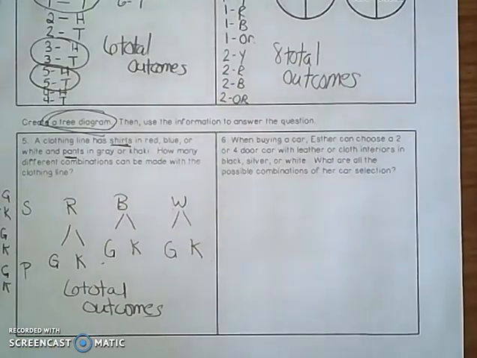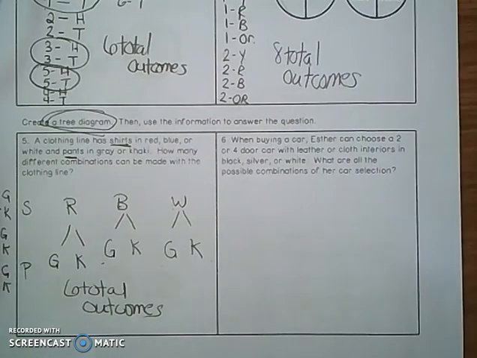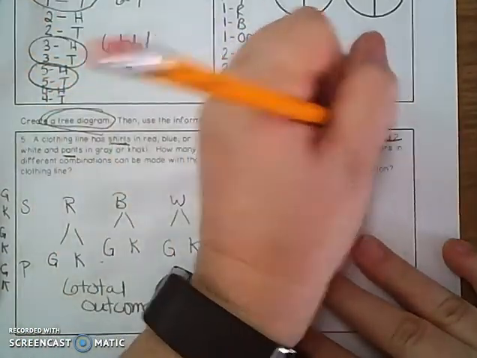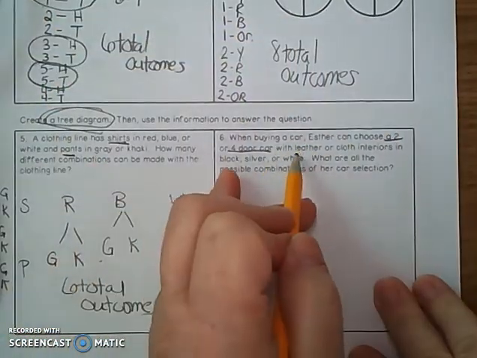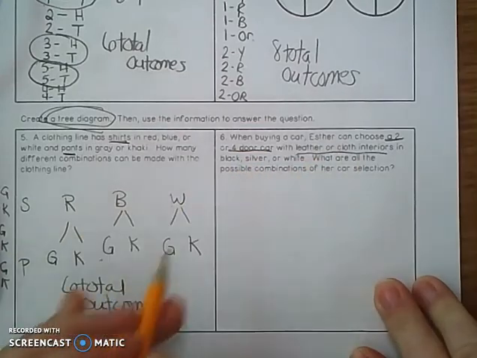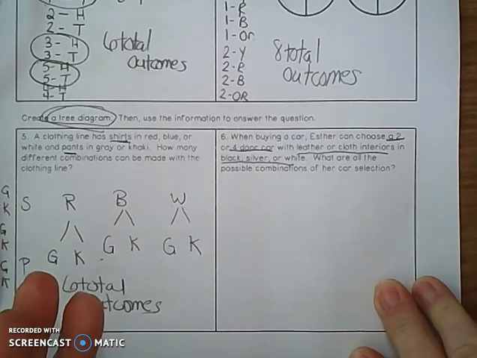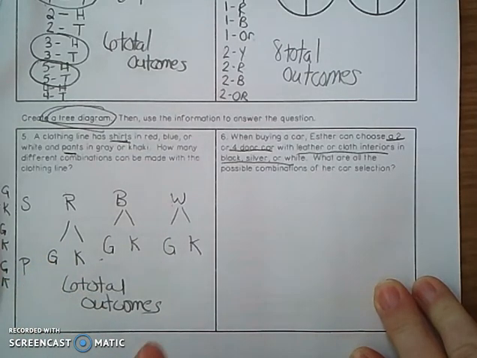So again, hit pause for number 6 and try that one on your own. When you're ready, hit play to check your work. When buying a car, Esther can choose a 2- or 4-door car, so that's our first choice, with leather or cloth interiors, and black, silver, or white. So we're going to pick the number of doors, the interior, and the color combinations, okay?